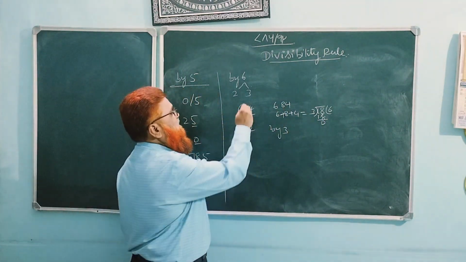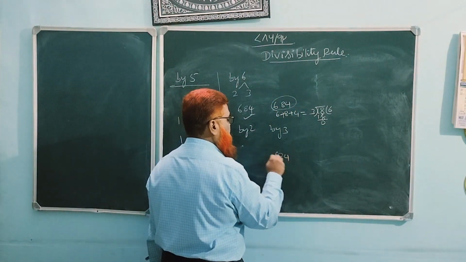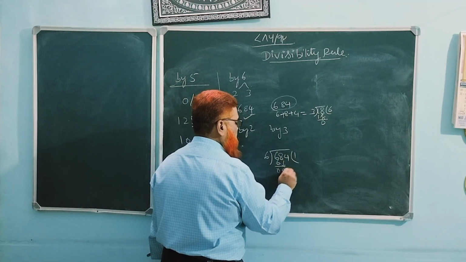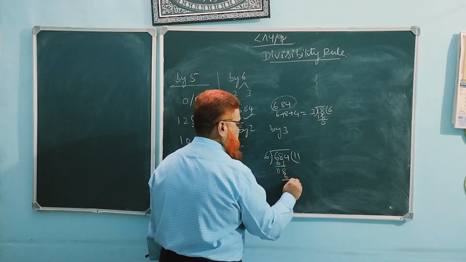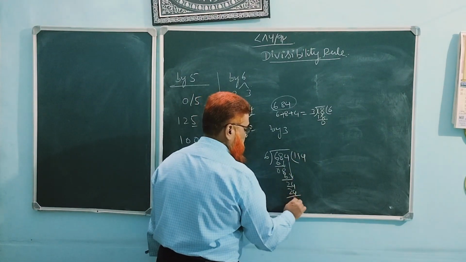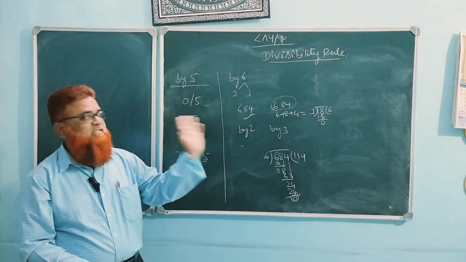Then I can say that the given number is also divisible by what? 6. Test it. 684. 6 ones are 6. Then 8 comes down. 6 ones are 6. 2 and 4 comes down. 6 fours are 24. The remainder is 0. So this is the test for the divisibility by 6.